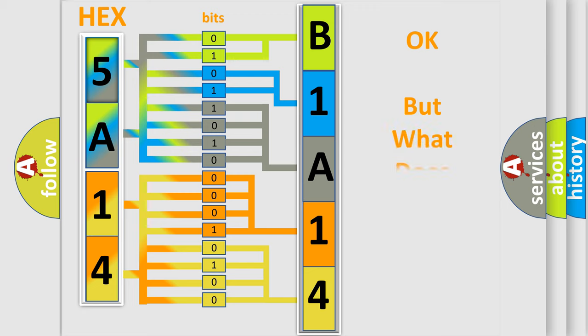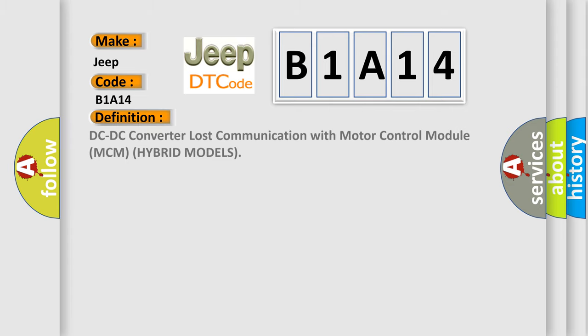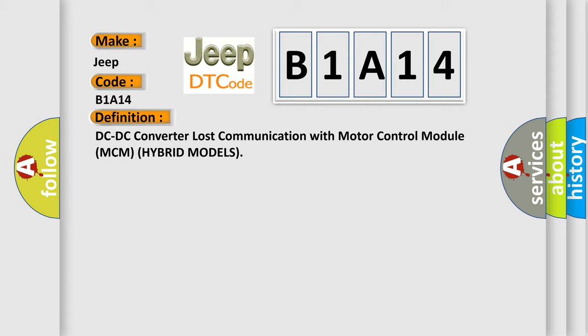The number itself does not make sense to us if we cannot assign information to what it actually expresses. So, what does the diagnostic trouble code B1A14 interpret specifically for Jeep car manufacturers? The basic definition is: DC-DC converter lost communication with motor control module MCM, hybrid models.